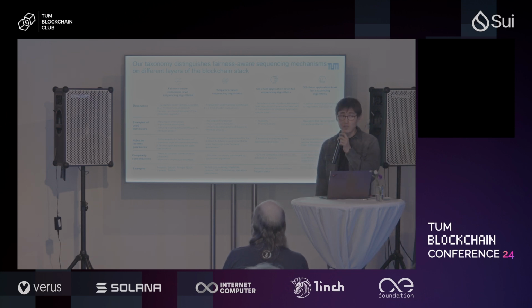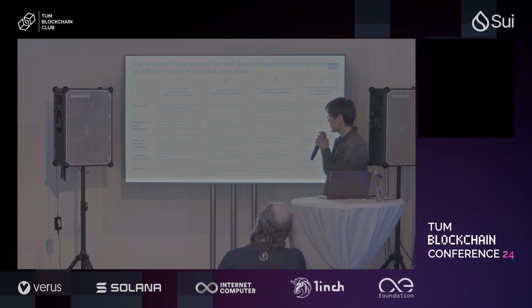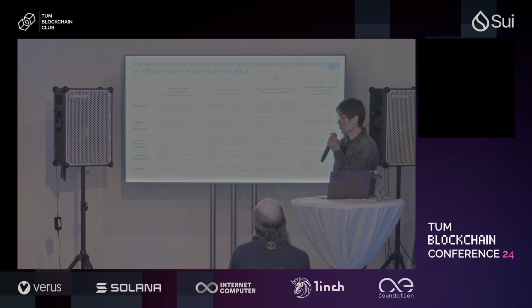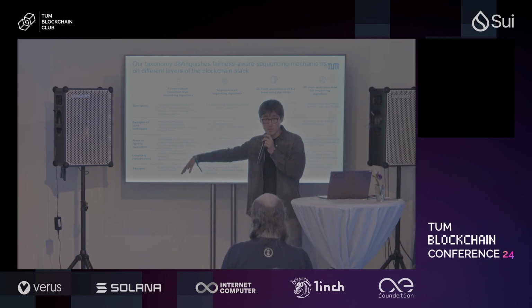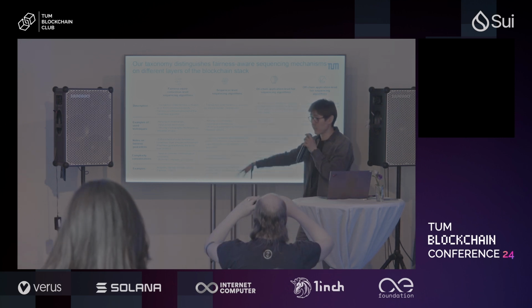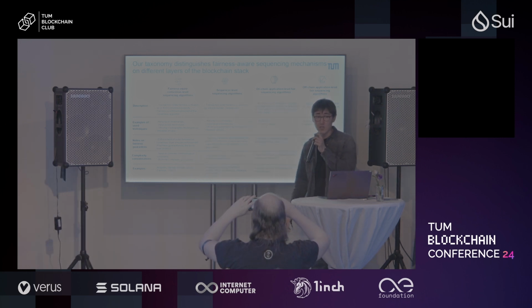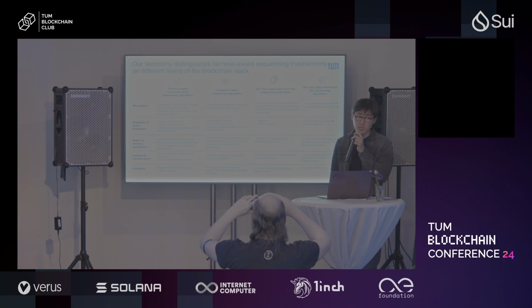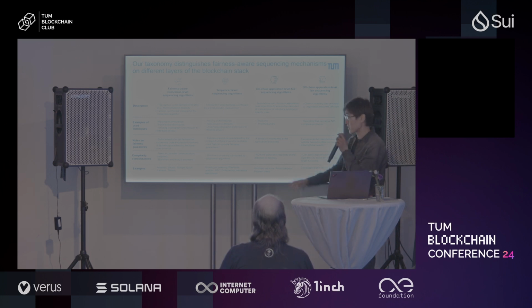One thing we can observe is that sequencing algorithms, mechanisms, they can be applied on different levels of blockchain infrastructure stacks. So we can start from consensus itself, we can apply them on a sequencer level, but we can also apply them on application level. And it can be on-chain applications or it can be off-chain applications as well.